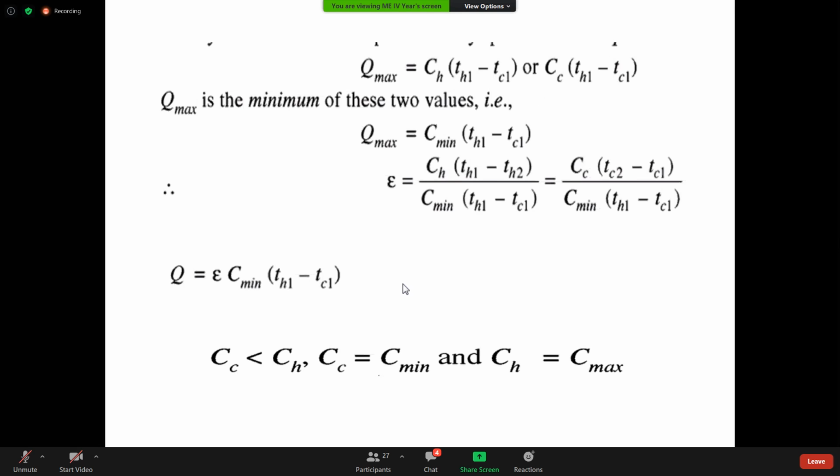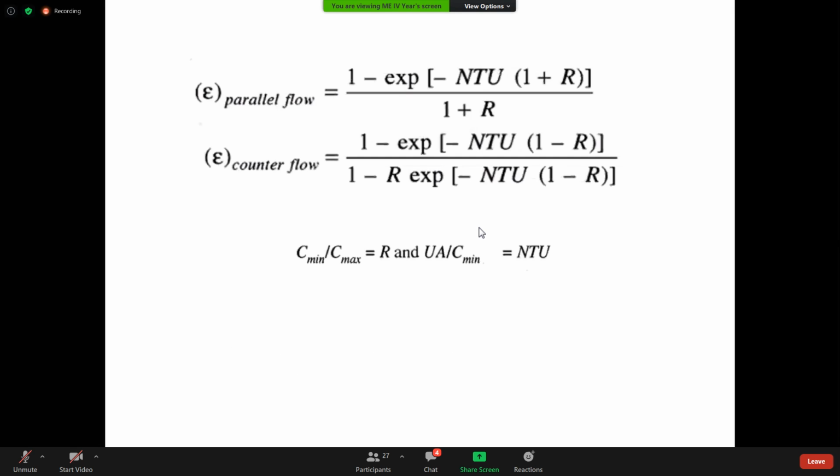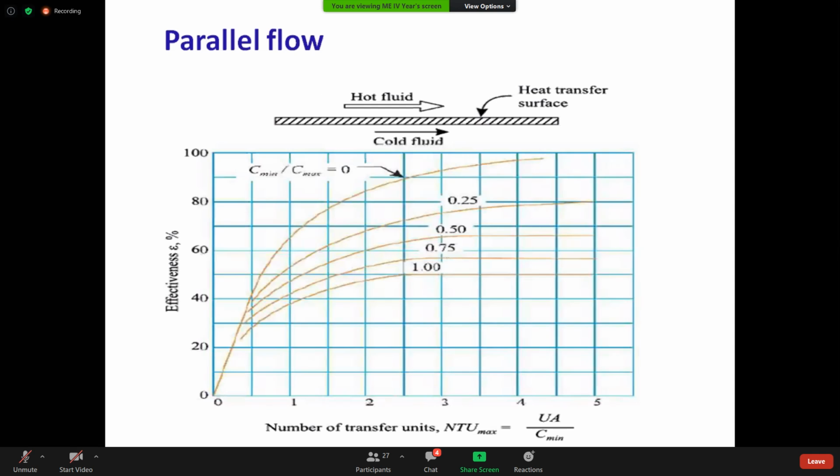So here we have to remember this formula. This formula don't need to remember, same formula will be given. At the same time you must know that UA by C minimum is equal to NTU. ఇప్పుడు గ్రాఫ్స్ ఇలా ఉంటాయి మీకు. అక్కడ నేను మళ్ళీ డేటా బుక్కి వెళ్తాను.